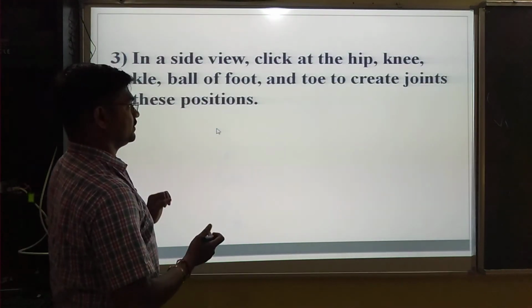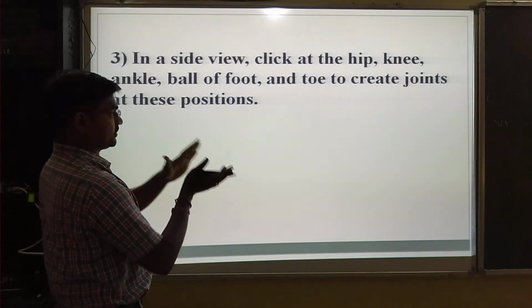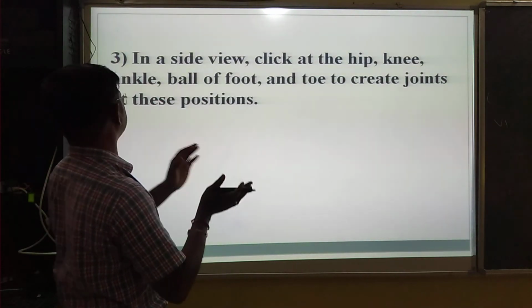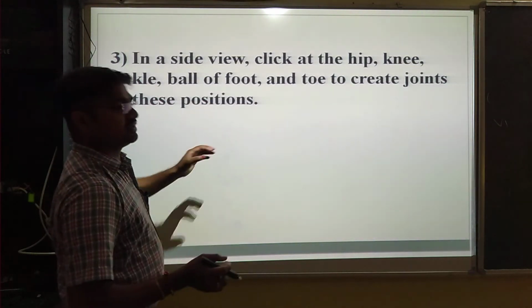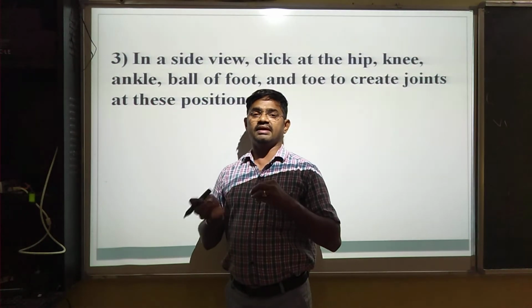The third step: in a side view, click the hip, knee, ankle, ball or foot, and create the joints at those positions. Then you create the forward kinematics and inverse kinematics. Okay, that's it.